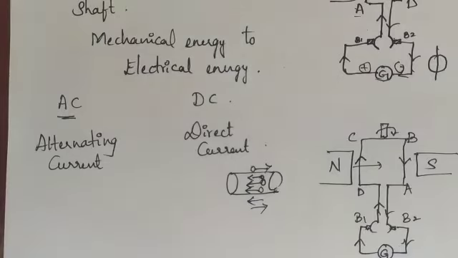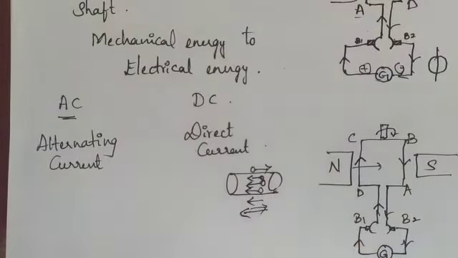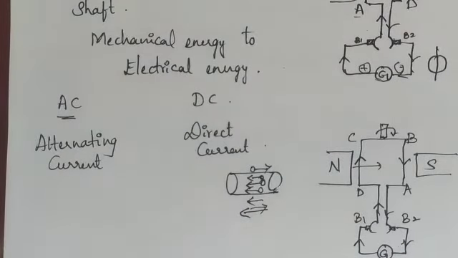But in the case of direct current, there is no change in electron direction. The direction of current will be constant. If it is moving in this direction, it will stay in that direction itself. That is the major difference between alternating current and direct current.